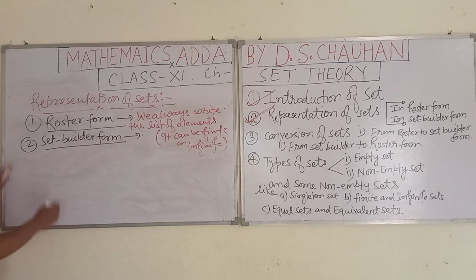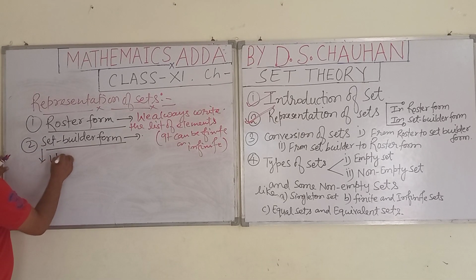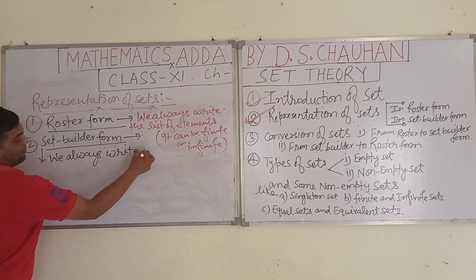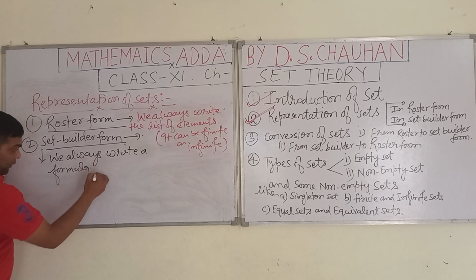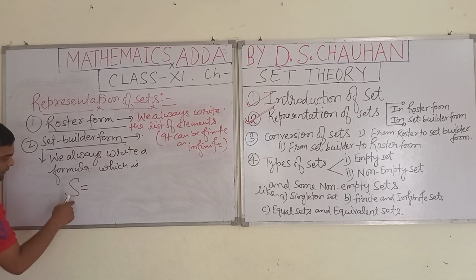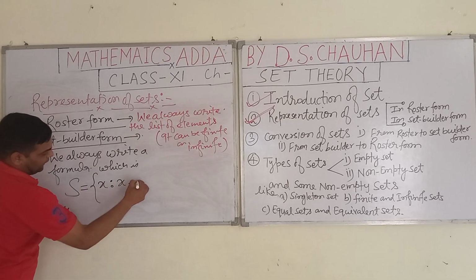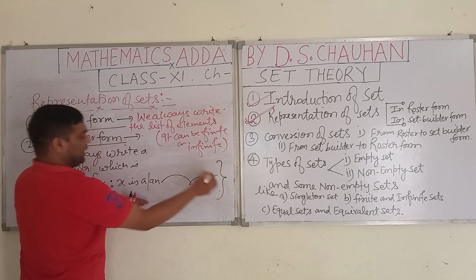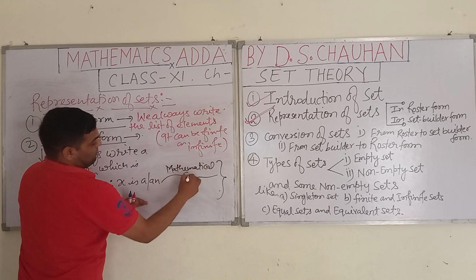Okay, while students, in set builder form we always write a formula, which is here capital S. This S equal to X such that X is A or N, whatever it will use. Here you have to write a mathematical statement. What to write, students? Mathematical statement.